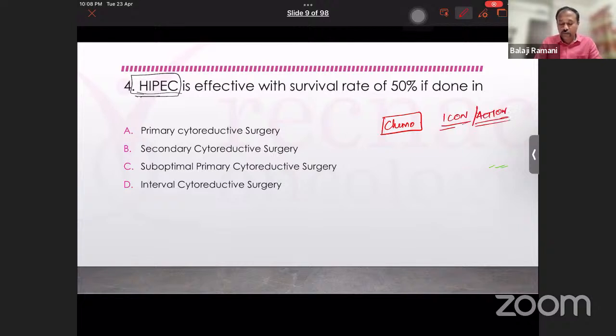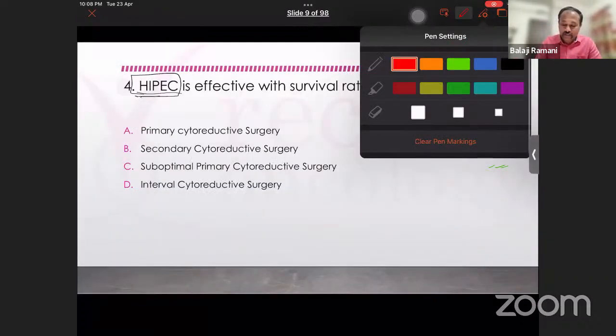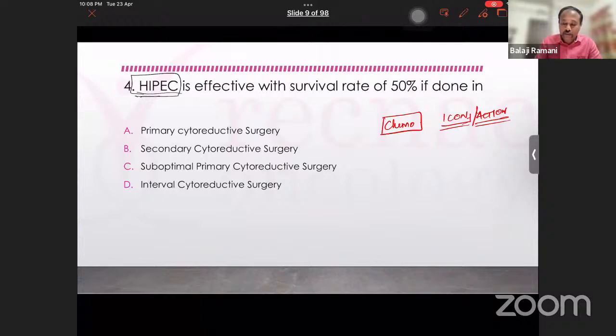These were the ICON 1, known as ICON, and the ACTION trials. These were the first trials that were done as far as ovarian cancer is concerned. These two established the role of adjuvant chemotherapy.